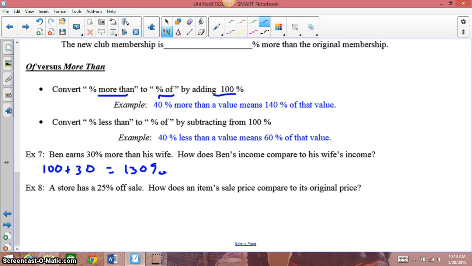Okay. In example 8, a store has a 25% off sale. How does the item's sale price compare to its original price? So since I'm taking something off here, I'm going to do 100 minus 25, which of course is going to give me 75%. And what I'm saying here is that you end up paying 75% of the original price when you have your new sale price here. Okay. We'll skip on over to our next page.